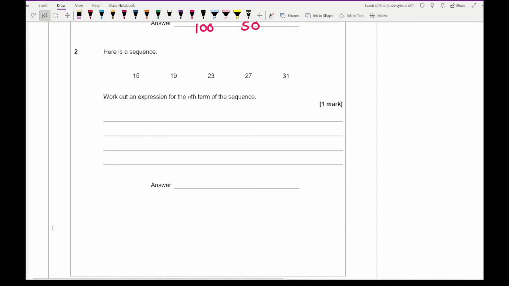For question 2, it says here is a sequence, and it says work out the expression for the nth term of the sequence. What we've got to do is work out the difference between each term, which is plus 4. So in my nth term, I'm going to have 4n. Then I think to myself, what do I need to add to 4 to get the first term? Here I need to add 11. So the nth term is going to be 4n plus 11.